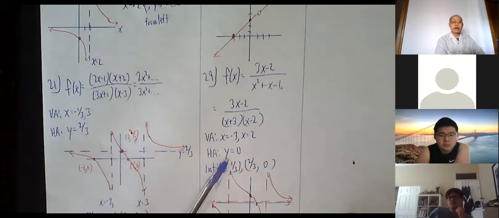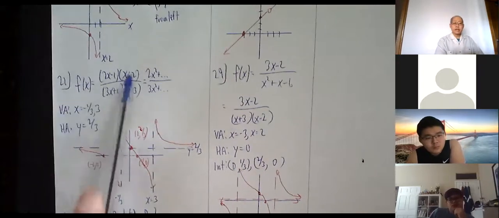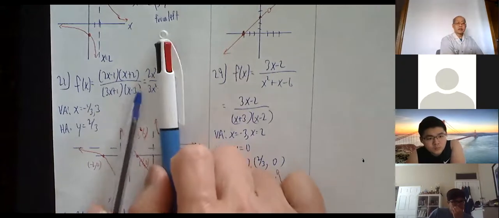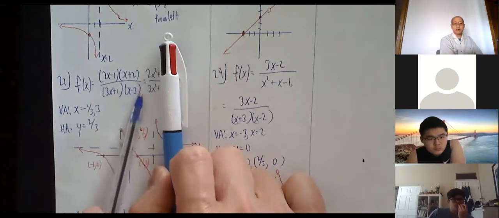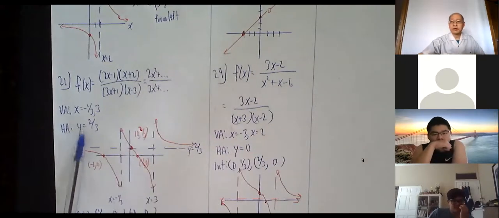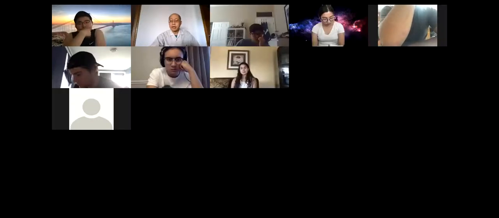So y equals 0. Now, if they are of the same degree, like 21, for super big x, it's basically 2x squared divided by 3x squared. So the horizontal asymptote will be y equals 2/3 in that particular case. Okay, so that's what we got. I think that's it for the chat.